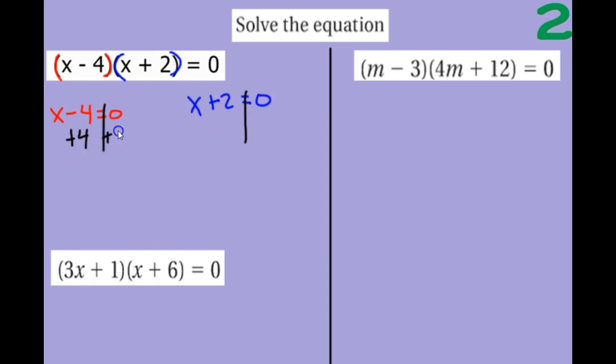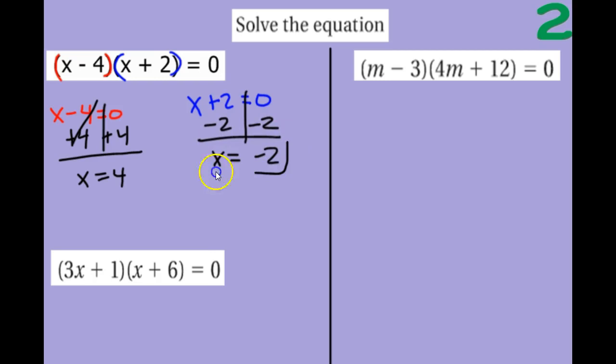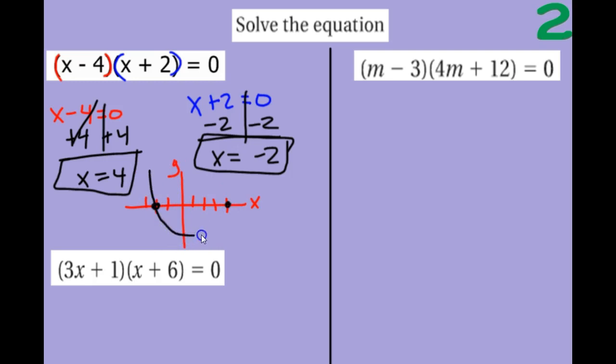So if I add 4 on both sides, I get x equals 4. And here, if I subtract 2 on both sides, I get x equals -2. So these are my zeros of a function. What this means is if I were to graph this, my graph would cross at -2 and at 4. So this parabola might look something like that. You don't need to graph it. I'm just showing you what it might look like.